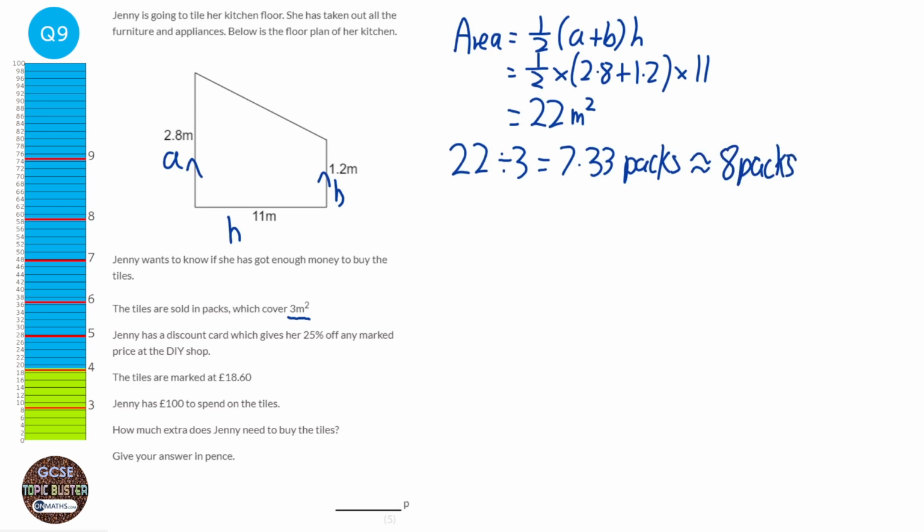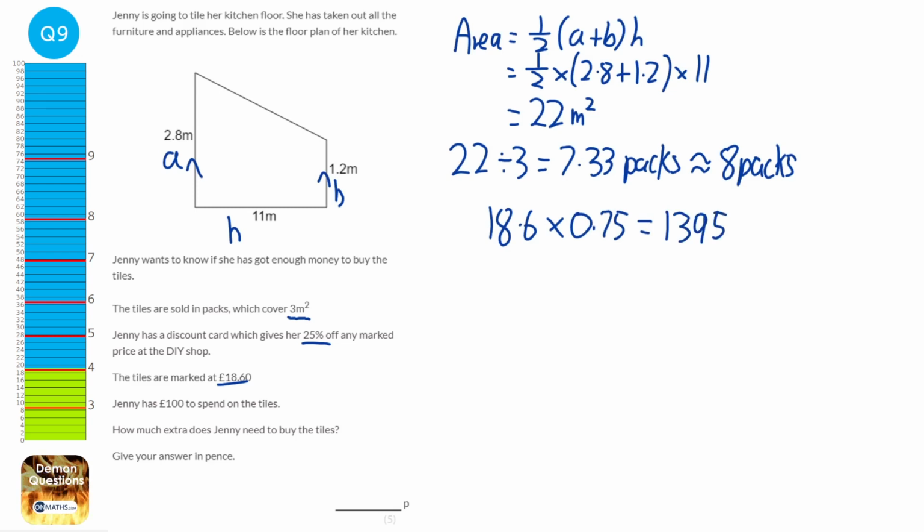Okay, next thing we look at is the fact that Jenny has a 25% discount. So we need to find out what a 25% discount would do to the £18.60 for the pack of tiles. So we're going to get the £18.60 and times it by 0.75. So we're just going to find 3/4 of it because she has a 25% discount, and that would be 1,395. So the tiles are going to cost £13.95.